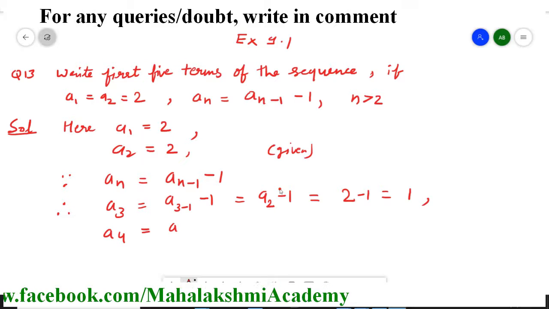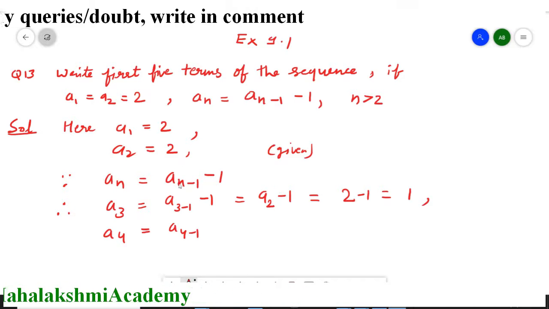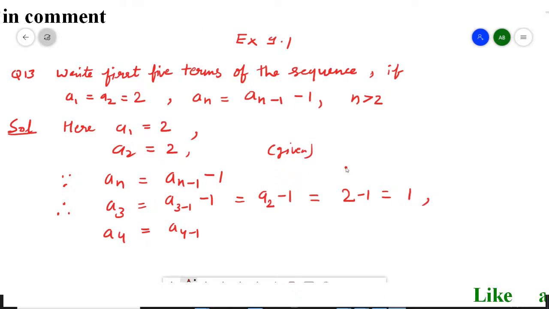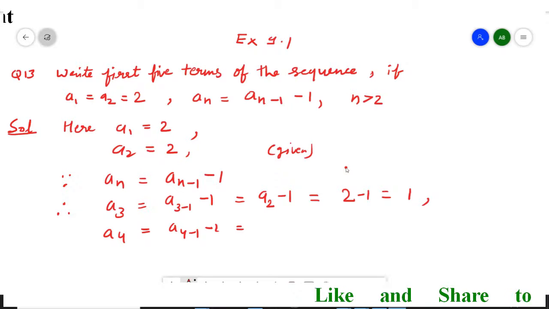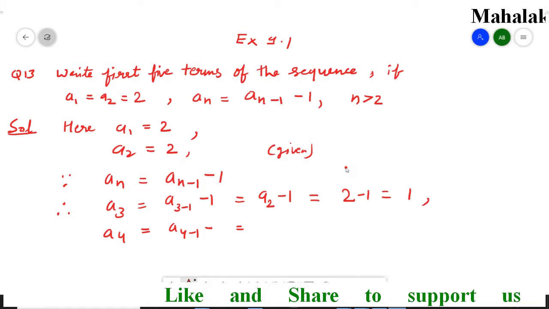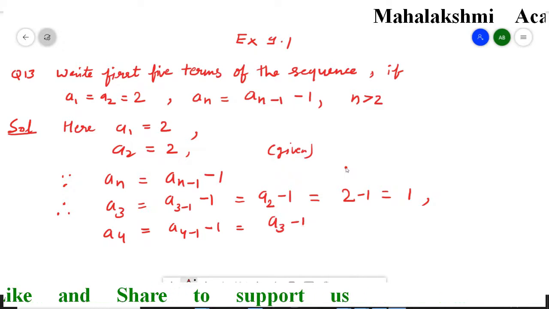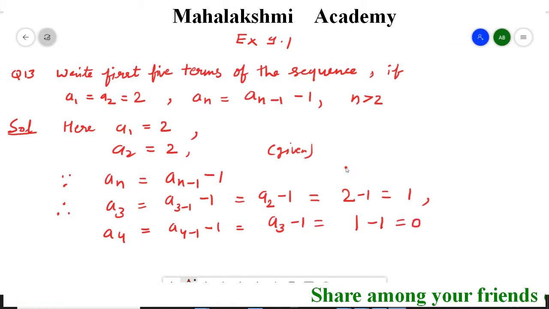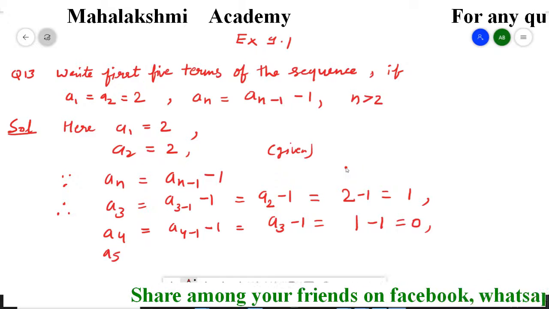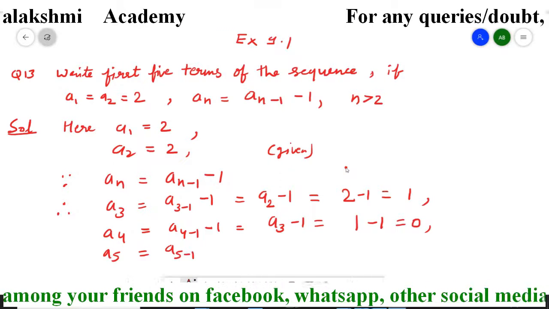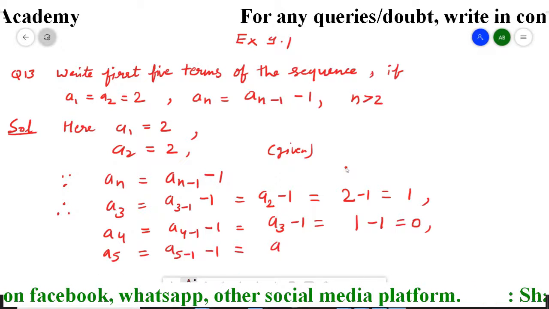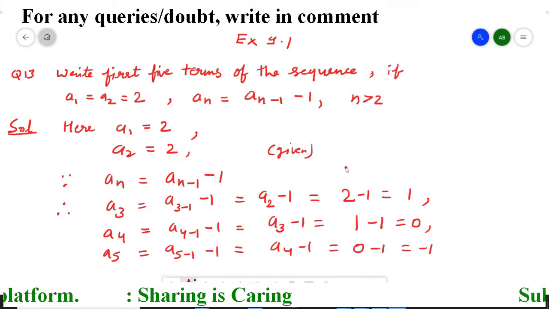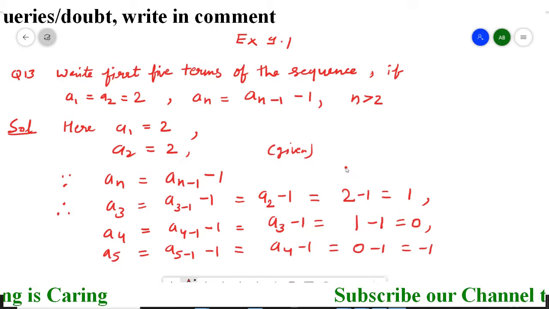Now in the same way we are going to get a4. For a4, wherever n is there we will write 4. In this formula I am substituting 4 instead of n. So 4 minus 1 then minus 1, so we will get a3 minus 1. Now what is a3 here? We got it just recently, it's 1. 1 minus 1 is 0. Now we'll get a5, that is a4 minus 1, that is 0 minus 1, which is minus 1. So like this we obtain the 5 terms.